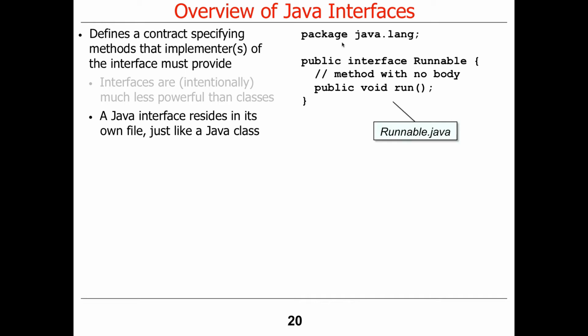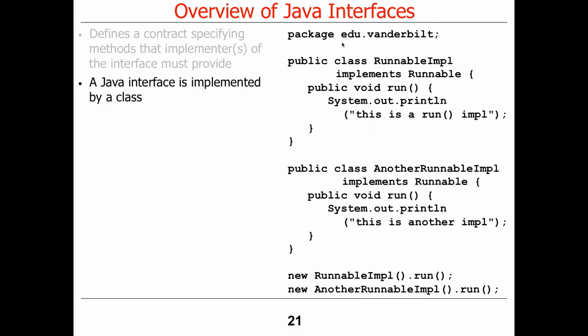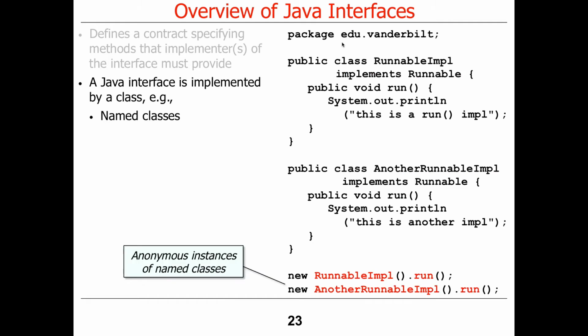They also reside in files, just like classes do. An interface is implemented by a class, and there are a whole bunch of different ways to do this. We're going to talk about two of the ways right now. I will mention the third way just briefly, and we'll come back and cover it in a lot more detail later. Here's a very simple example where we have named classes. Here we have public class RunnableImpl implements Runnable. That's a named class. Here's another RunnableImpl, which implements Runnable. Those are both examples of named classes. And you can see they implement the run method to do stuff. We're not going to think too much about what they're doing. It's not really part of the discussion.